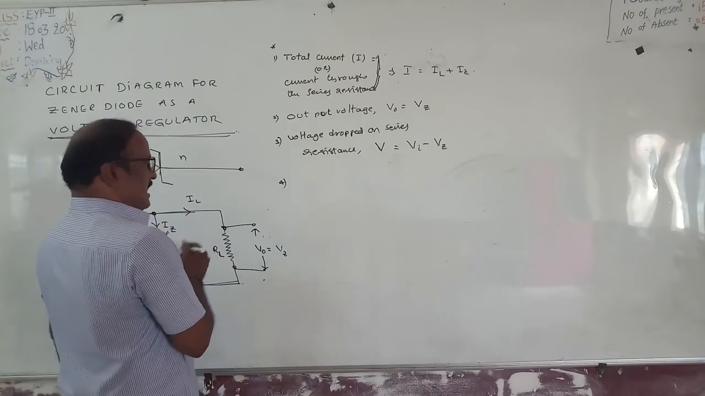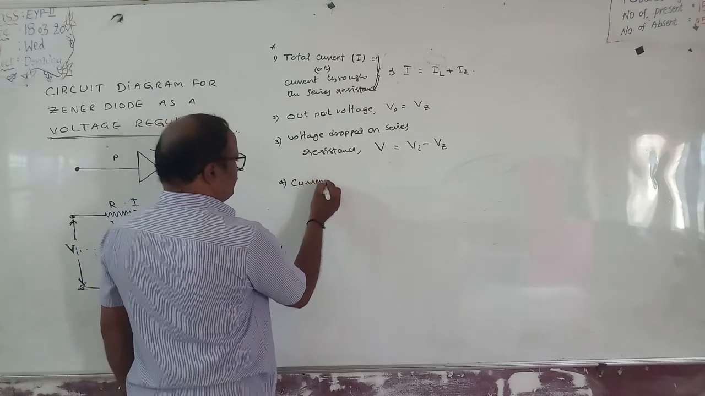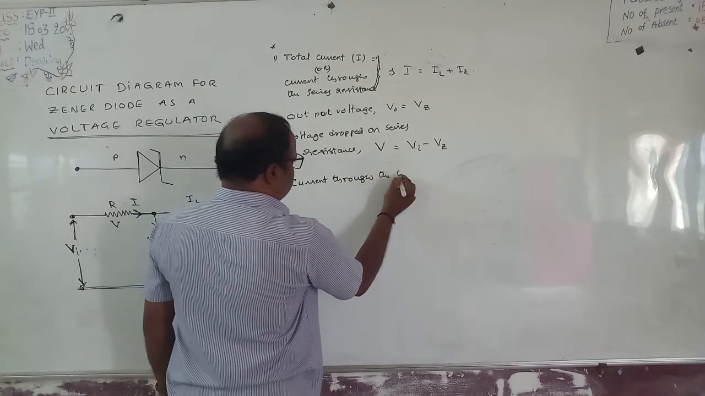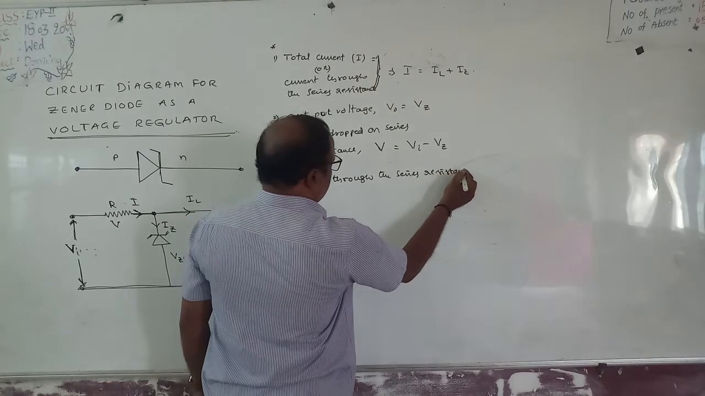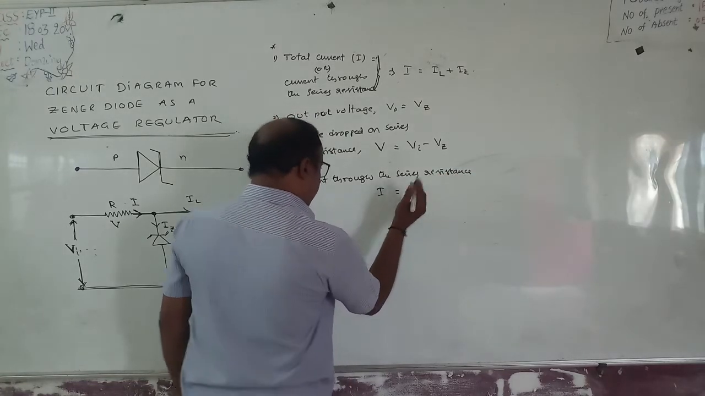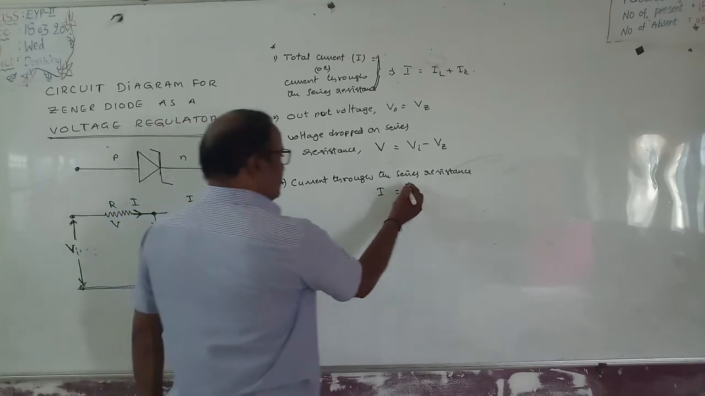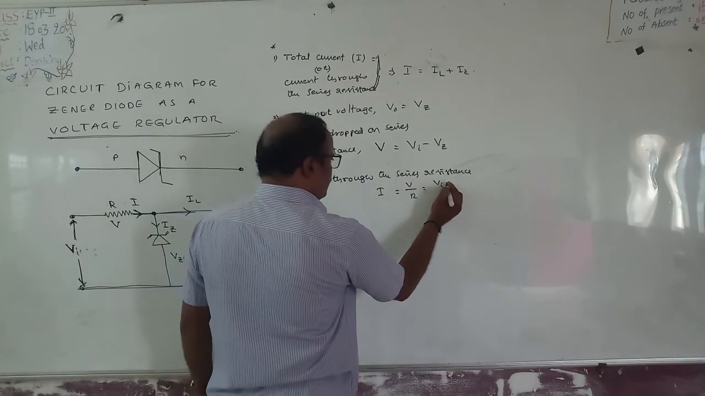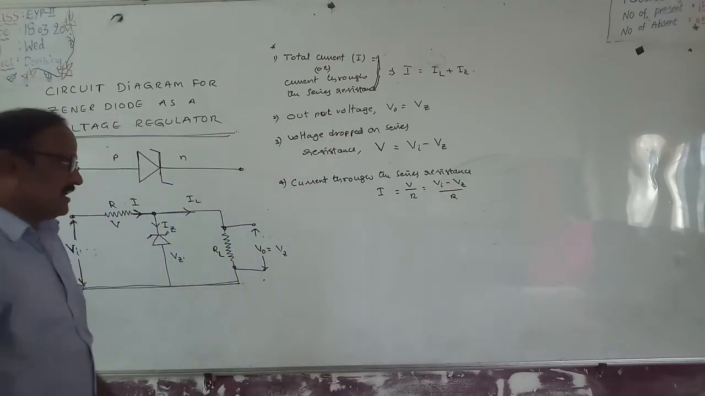Fourth one: current through the series resistance. I is equal to, according to Ohm's law, V by R. But what is the value of V here? V is equal to Vi minus Vz, so I is equal to Vi minus Vz by R.